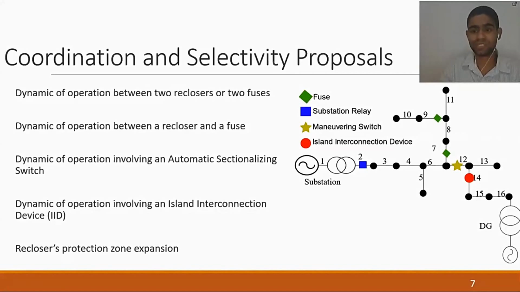When involving a switch, we must consider that the switch is not a protective device. So the closest upstream protective device must operate. In this example, we have here a maneuvering switch, and the first upstream device is the substation relay. So any fault occurring inside the protection zone of this switch would cause the protection relay here to operate. The dynamic involving an IID is simpler. There is no need for coordination nor selectivity. The IID must operate as fast as it can, and the other protective device as well.